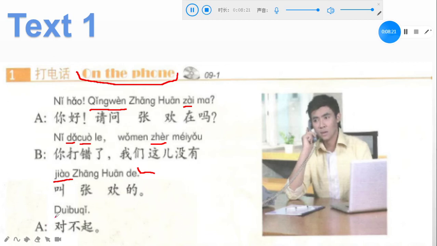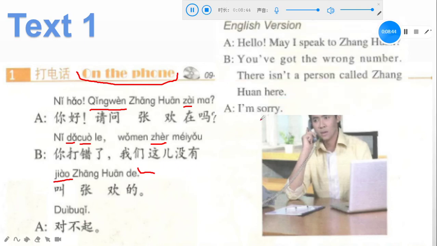And then the last one, 对不起, I'm sorry. Okay, so all these sentences, 跟我读。你好，请问张欢在吗？你打错了，我们这儿没有叫张欢的。对不起。好, now we can take a look at the English version.